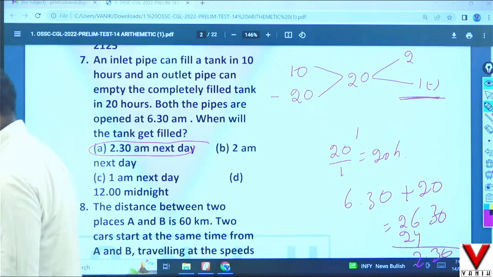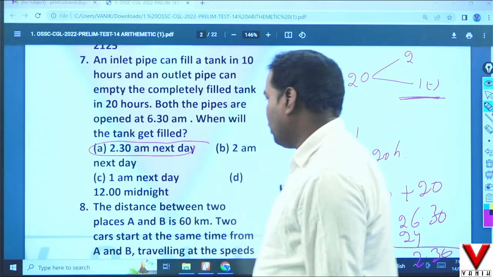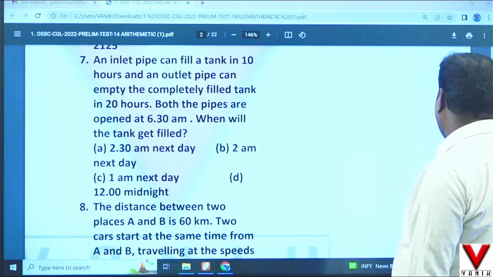Kishan Kumar, thank you. Question number 7 answer A. Come to the next number, question number 8.